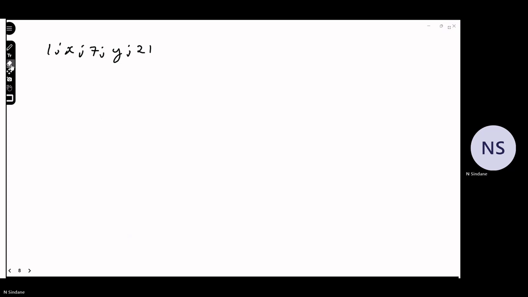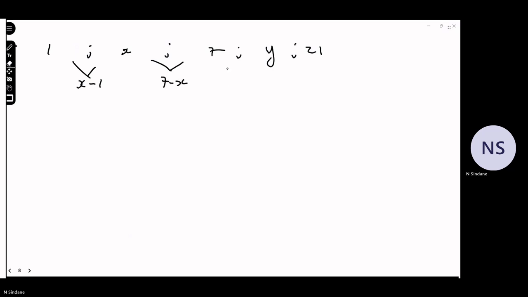So for me to calculate the value of x and the value of y in a quadratic pattern, let me give it space again so that I can work well. 1, x, 7, y, 21. Then now, this minus that, I'm going to get x minus 1. This minus that, I'm going to get 7 minus x. And then this minus that, I'm going to get y minus 7. This minus that, I'm going to get 21 minus y.